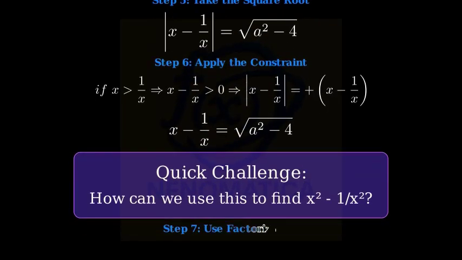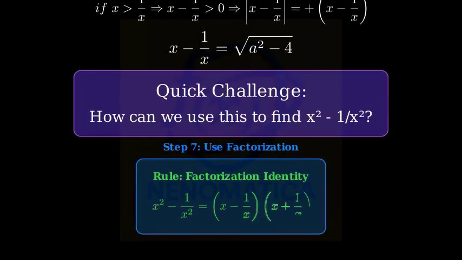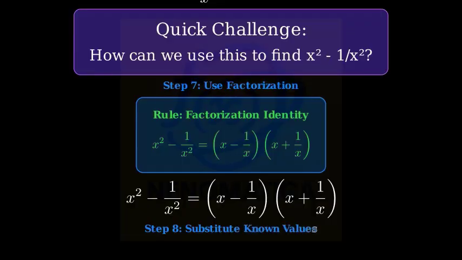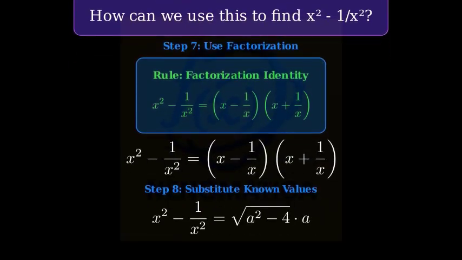Let's continue solving for x² - 1/x². We'll use another algebraic identity. We know that x² - 1/x² can be factored as (x - 1/x) times (x + 1/x). Now, we can substitute what we know. We've found that x - 1/x equals the square root of a² - 4. And we were given that x + 1/x equals a. So, x² - 1/x² equals the square root of a² - 4 times a.